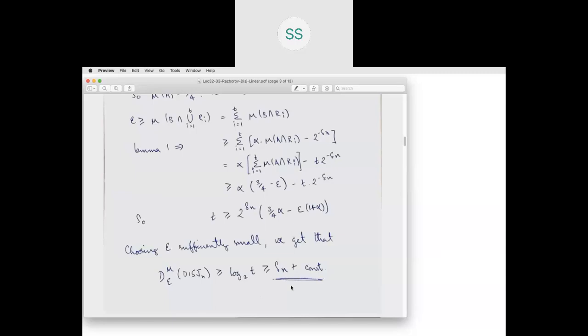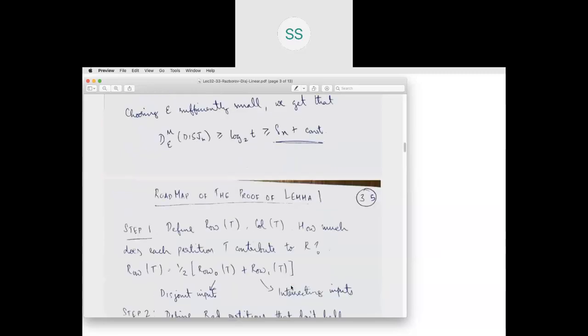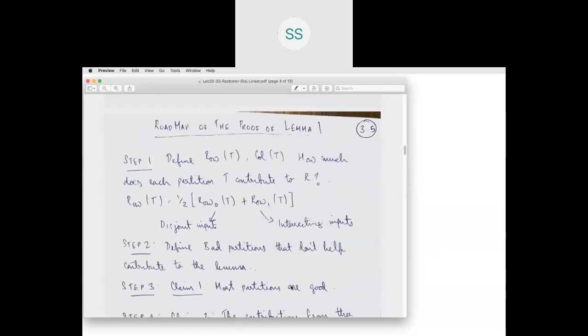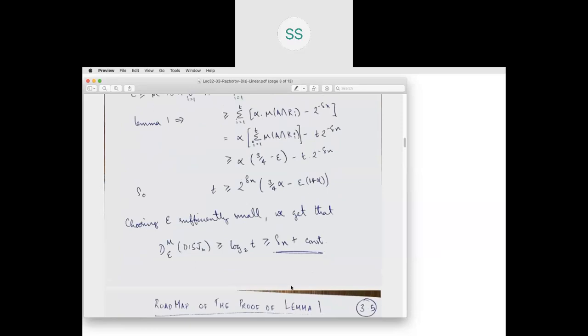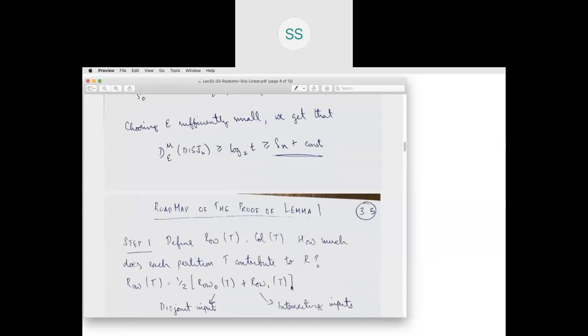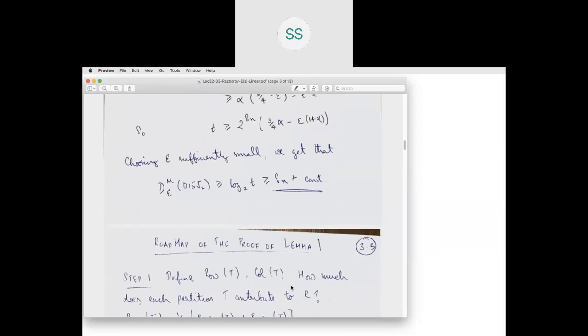Okay, so now what remains is the proof of the lemma. I first prepared the notes, and then I saw that the proof of the lemma is kind of long. So I inserted a page 3.5, which illustrates the roadmap of the proof of the lemma.